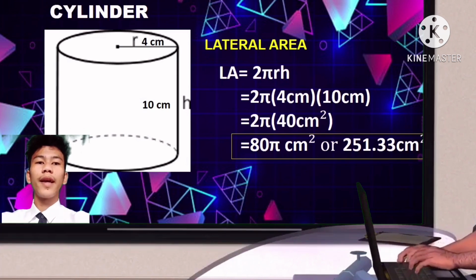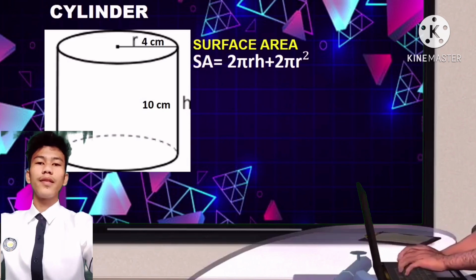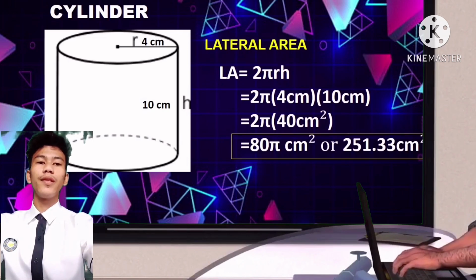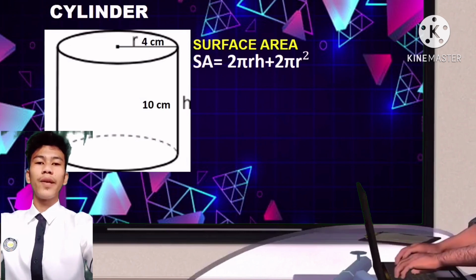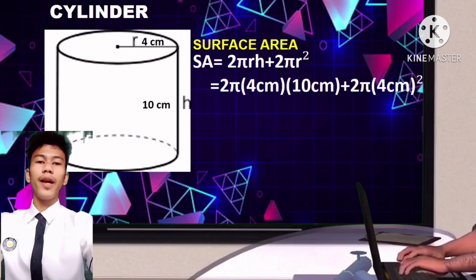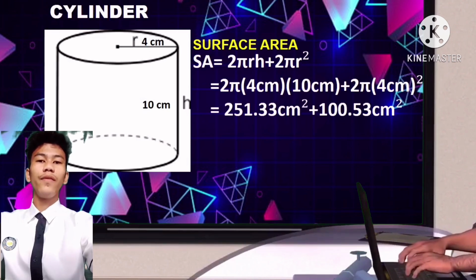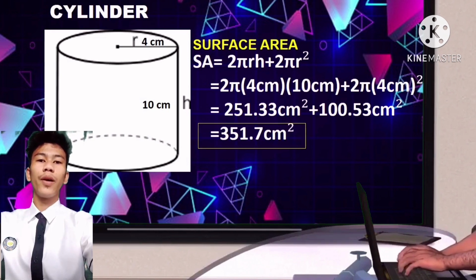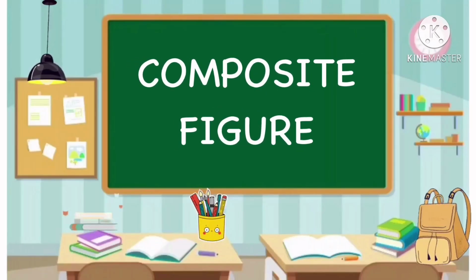After we solve the lateral area of the cylinder, the next step is the surface area. The solution is surface area equals lateral area plus 2 pi multiplied by radius squared. Then substitute the given: 80 pi plus 2 pi multiplied by 4 squared. Then solve it. 80 pi plus 32 pi is equal to 112 pi centimeters squared, or 351.7 centimeters squared. Then, let us try to find out how to compute the lateral and surface area of a composite figure.